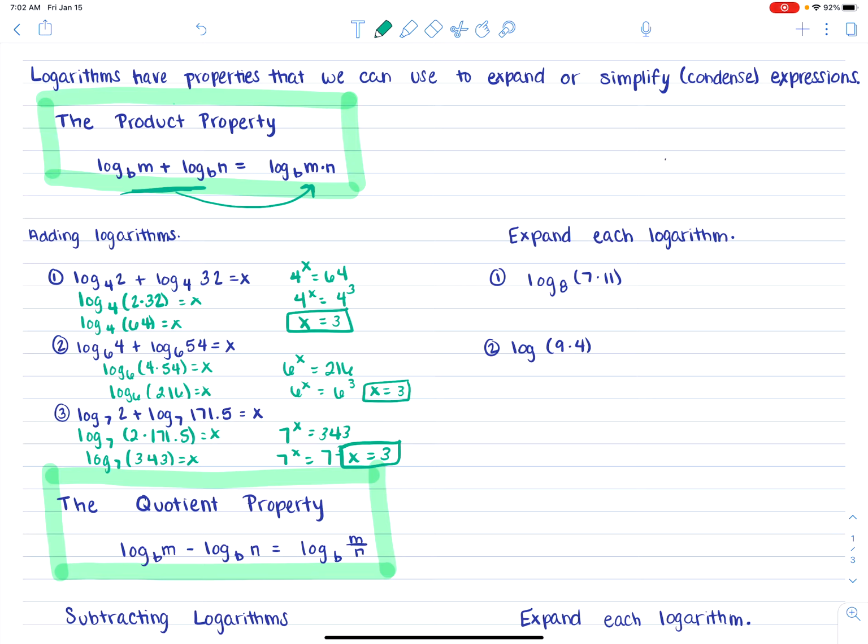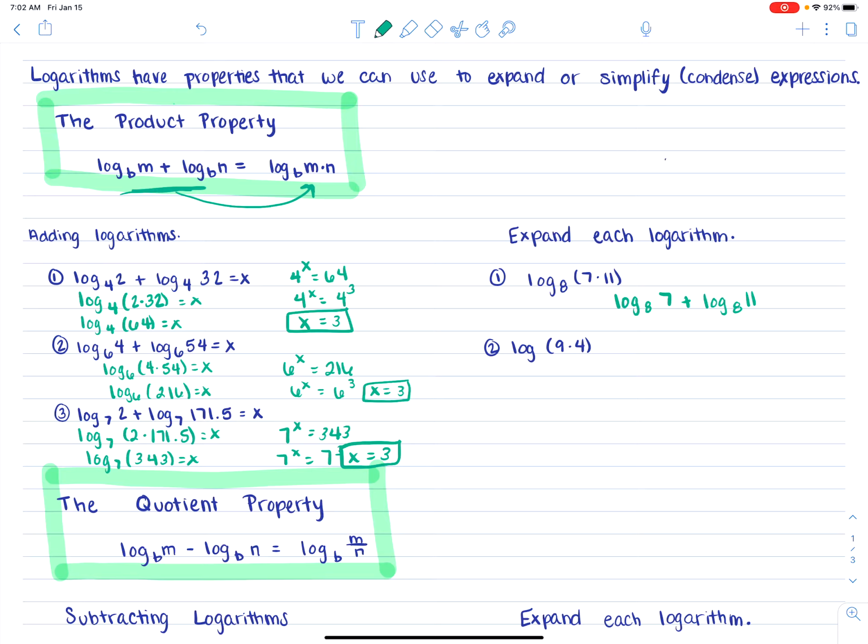So log base 8 of 7 times 11, I could rewrite as log base 8 of 7 plus log base 8 of 11. Sometimes in whatever question you're working, if there's a lot of things going on, it's helpful to know how to expand the logs because then you can simplify from there.